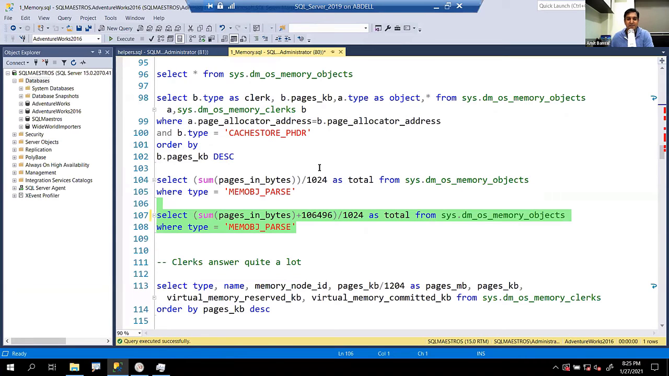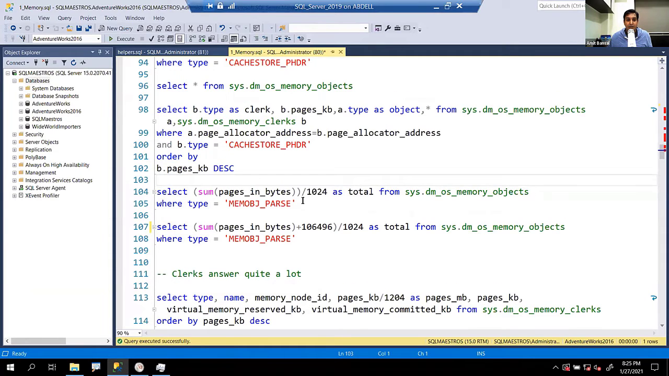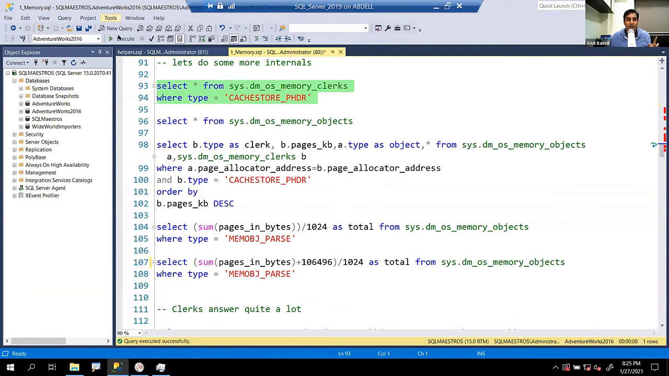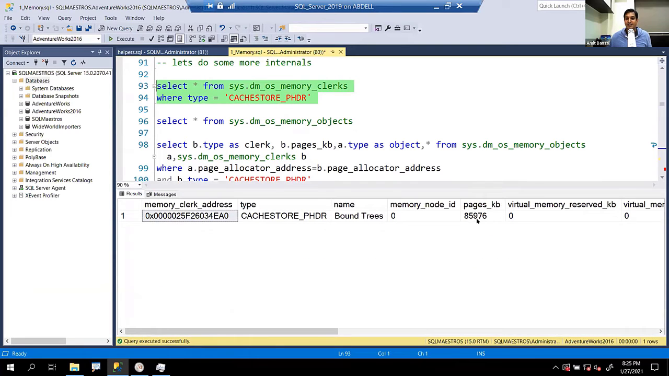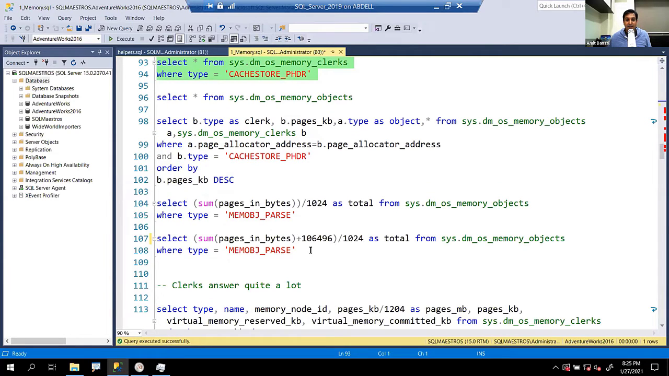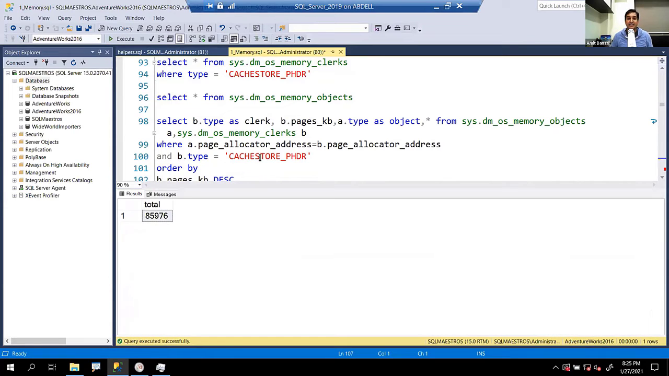So there is something that might be missing. Well, this is what we are trying to dive into: internals of SQL Server memory. Let me just check one more time. Is my pages in bytes? Okay, that's there. It's 85976. That's correct, not 928, which means it increased a bit. And when I add this up with all the memory objects, you get 85976.